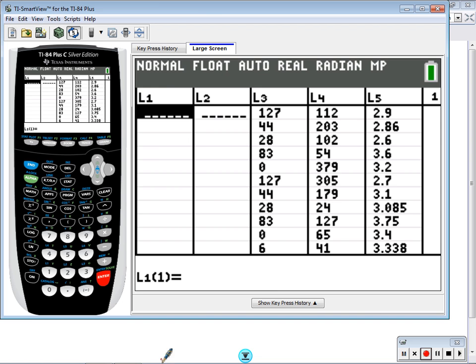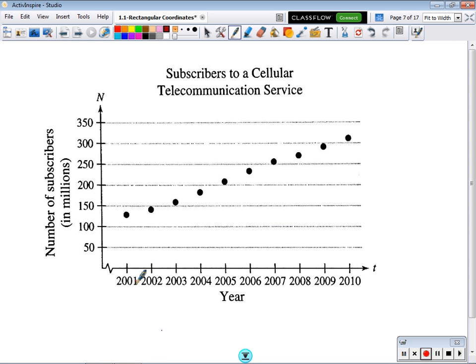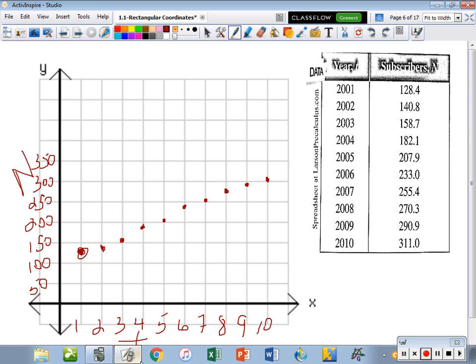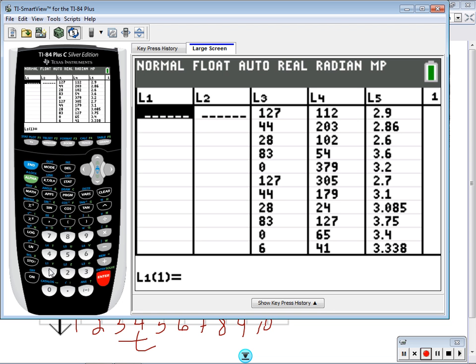Similar to what I did with my graph here with my scales, where I just put the last digit of each year in for my x-axis, I'm going to do the same thing with my calculator. Instead of putting the whole years in, I'm just going to put the last digit for each year. So I'm going to have my numbers from 1 through 10 here.